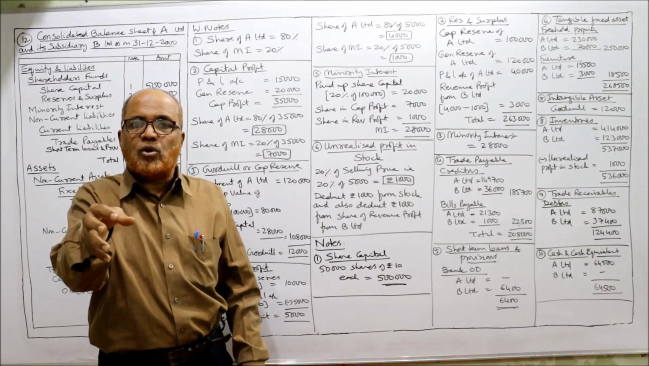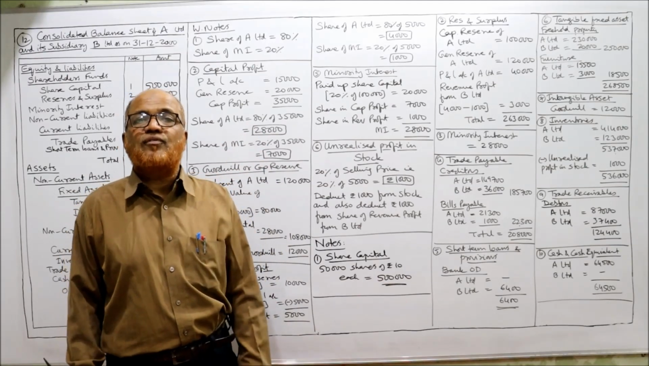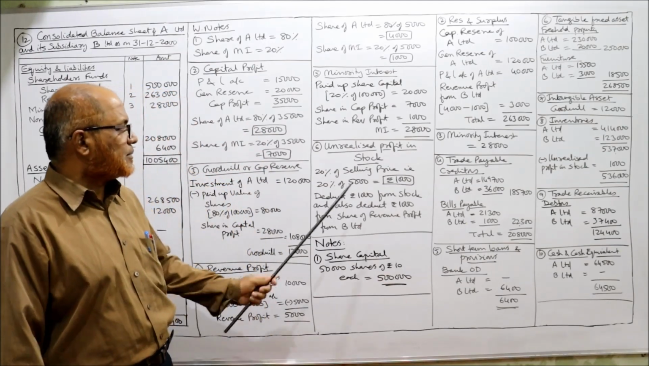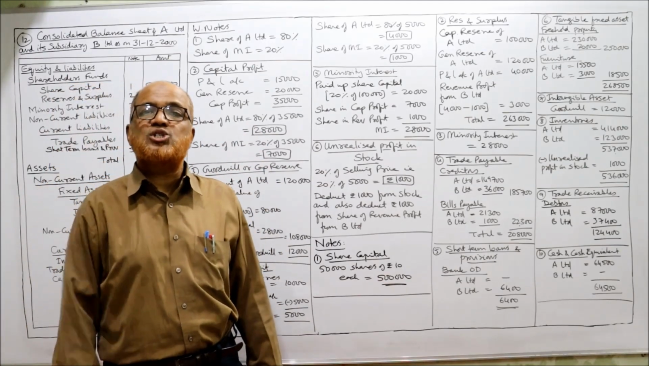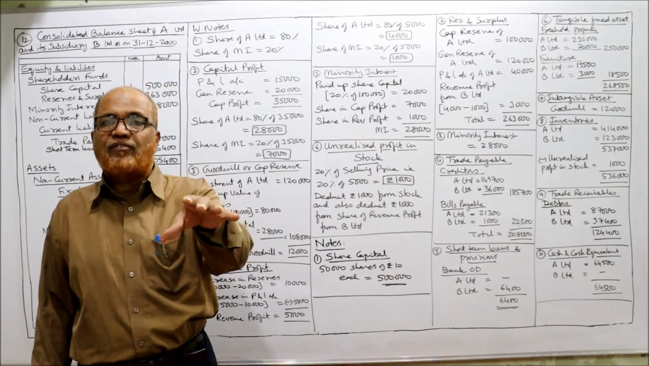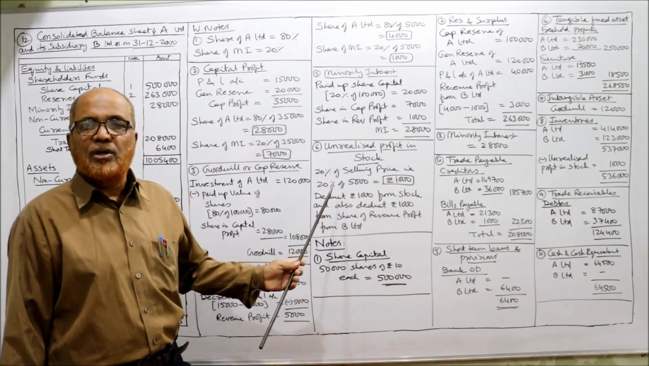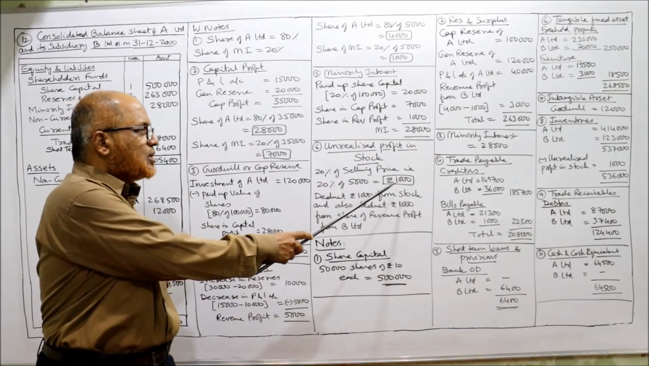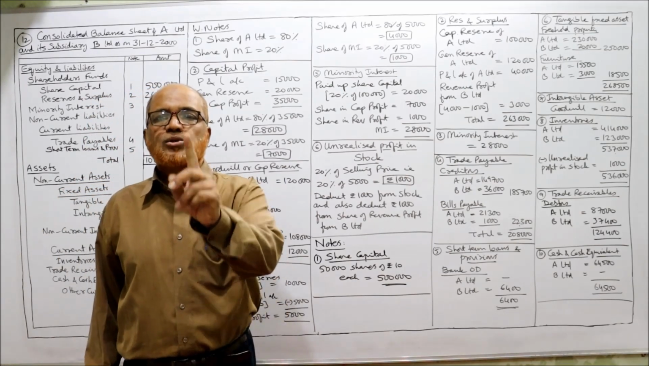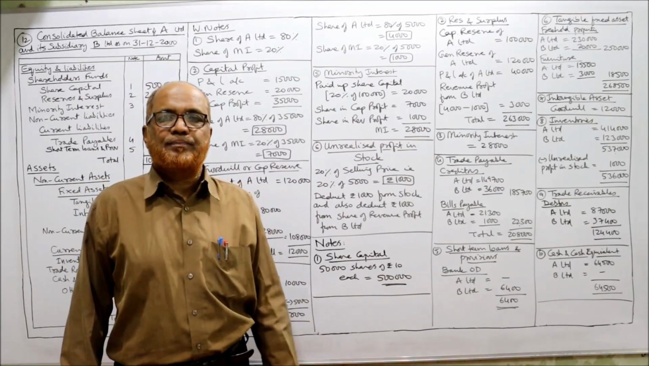In that 5,000 rupees, B Limited has charged a profit of 20% on selling price. It is given in the problem. Selling price is 5,000. So 20% of 5,000 is 1,000. So 1,000 rupees is the unrealized profit in stock.